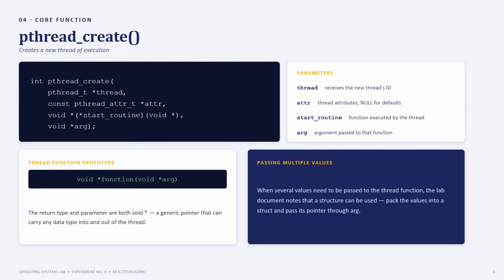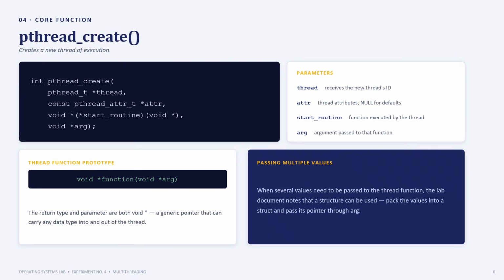Now an important point. Every thread function must follow the same pattern. void* function taking void* as parameter. Why void*? Because void pointer is a generic pointer. It can carry any type of data into the thread and out of the thread.